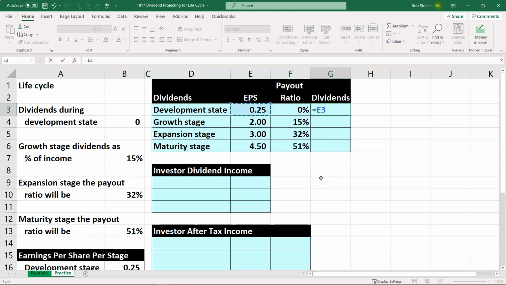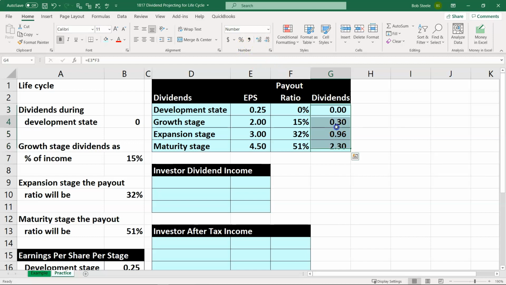Multiplying this out, we're going to take our earnings per share and multiply it times our payout ratios. So we're going to take the earnings per share times the 0%. I'm going to copy that down. It should then multiply these across. Going to copy that down using the good old autofill. And then we're going to add some decimals, using the number group and adding a couple decimals here. So this is going to be the payout that we're estimating on a per dividend basis here. So that's what we have for our 4 stages. So given that, we can think about the investor dividend income.